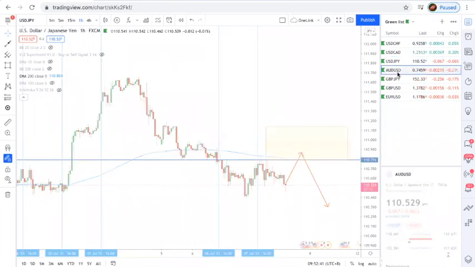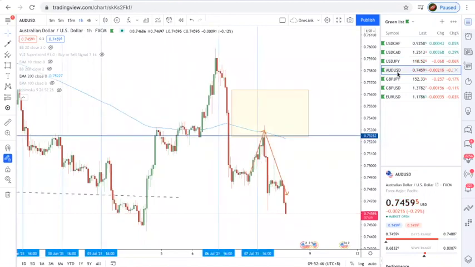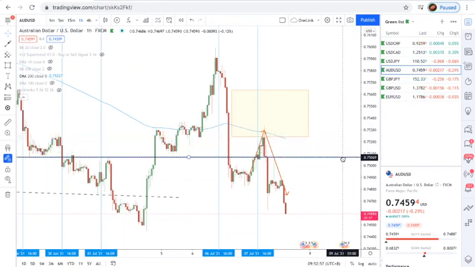And Australia USD, still on a very good bearish movement. Still bearish movement. So the best selling position now is changed to the tip. You saw the tip here.